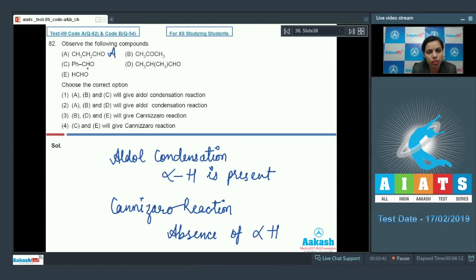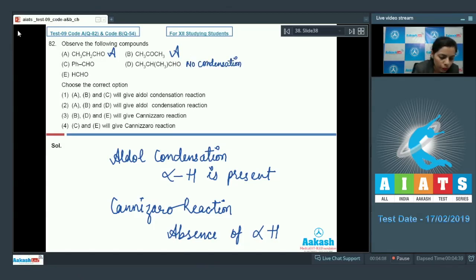So this is showing aldol condensation. I am writing here A to represent aldol condensation. Further, we have the next option. There is acetone. In acetone, alpha to this keto group, there are two methyl groups in which alpha hydrogen is present. That's why it can undergo aldol condensation. In case of option D, aldol reaction is possible, but aldol condensation is not possible. So I can write here no condensation.